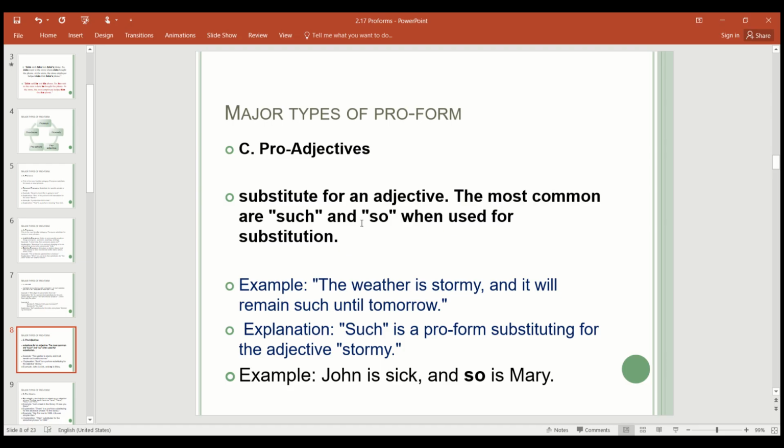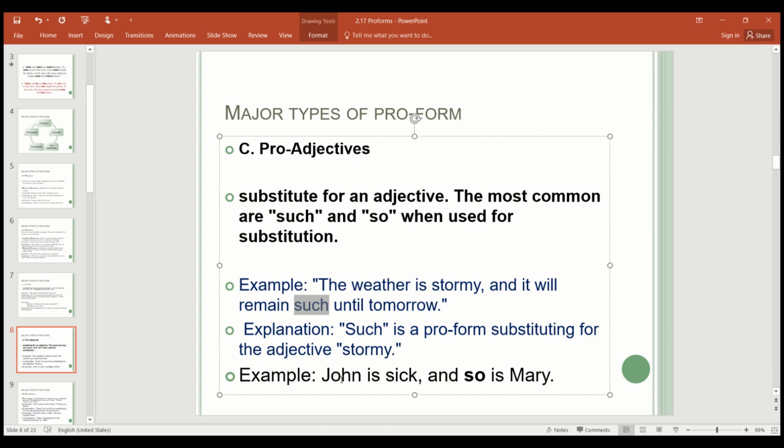Pro-adjective. We have two keywords most commonly used, such and so, to be used as a substitution for the adjective. For example, the weather is stormy and it will remain such until tomorrow. It will remain so until tomorrow. Now the word such here is a substitute for the adjective stormy. But to avoid repetition and to have a better grammatical structure, we use such.